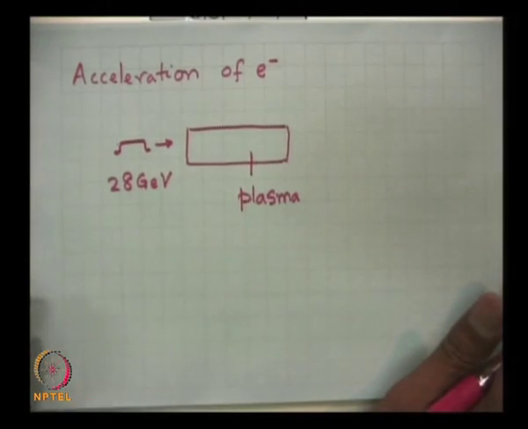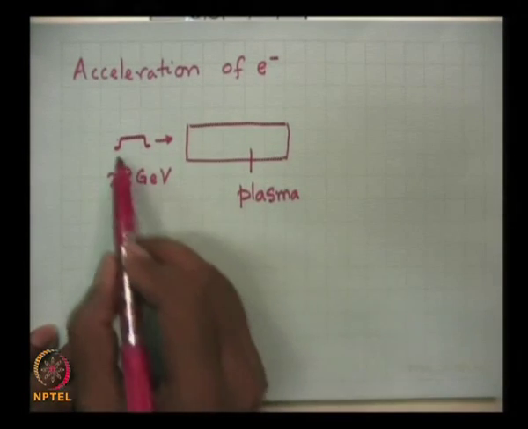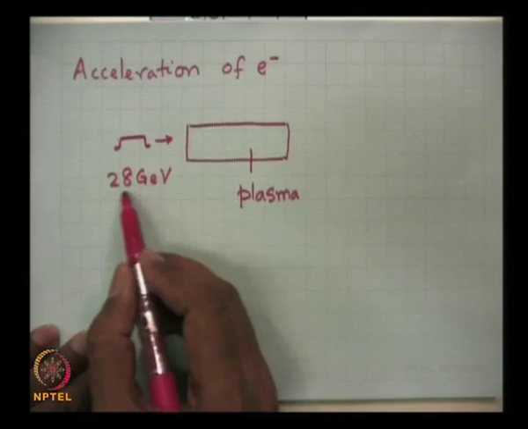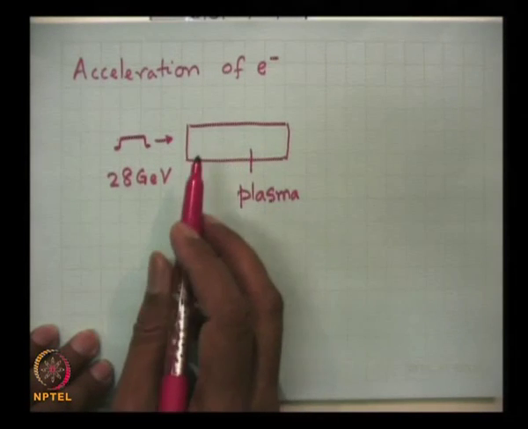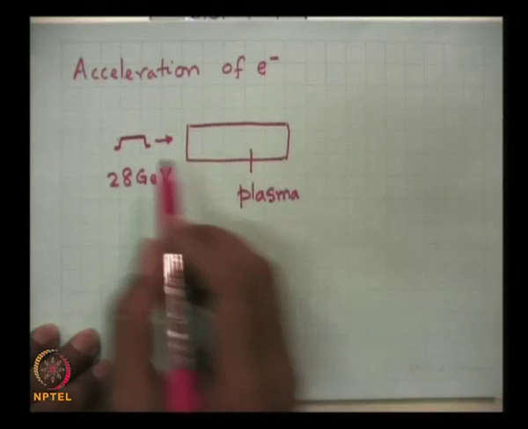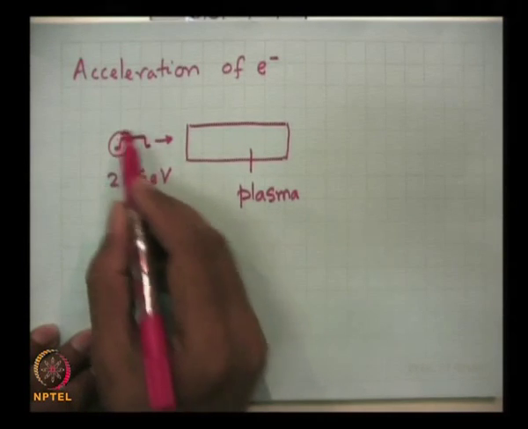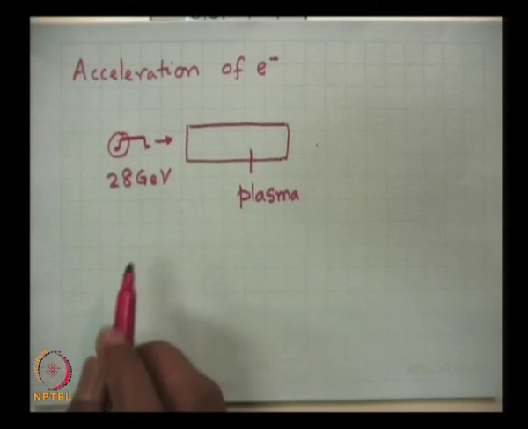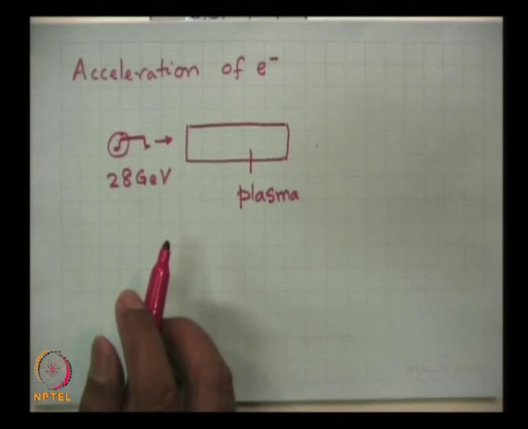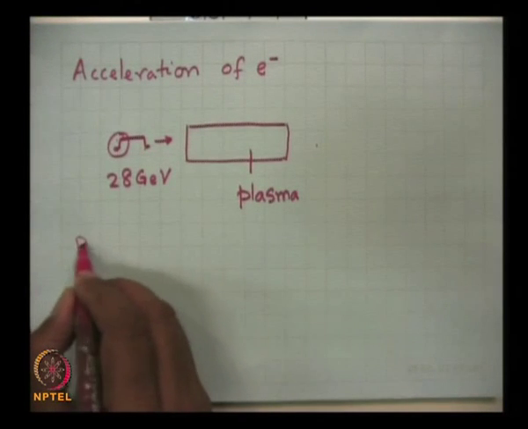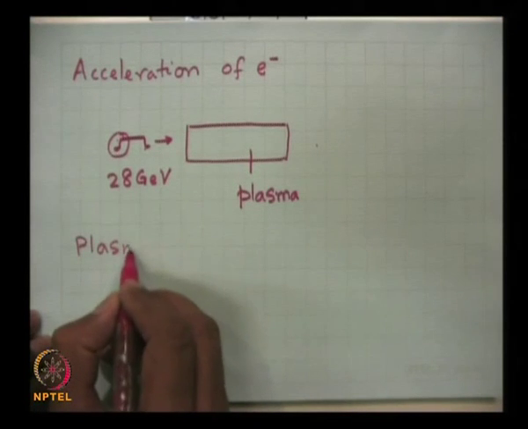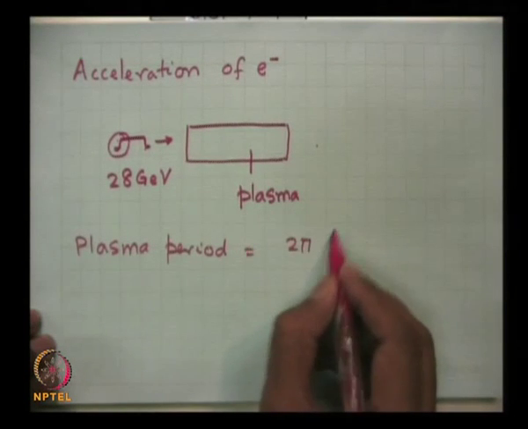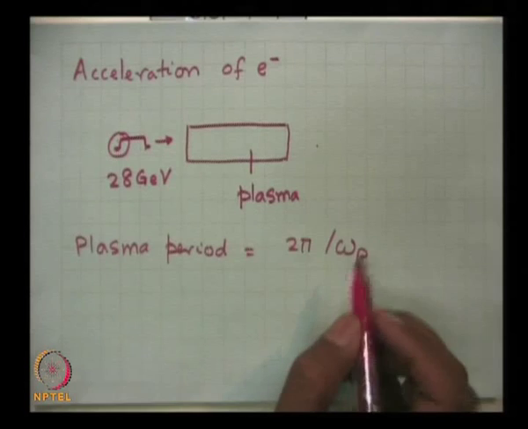The beam electrons lost a little bit of energy, but the tail electrons gained energy, typically from 28 GeV to about 33 GeV. So, this was the energy gain, how these tail electrons gained energy when they come out here. The total duration of this pulse was about 1 plasma period. One plasma period is 2 pi upon omega p, where omega p is the plasma frequency of the plasma.